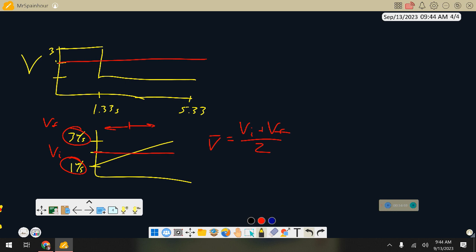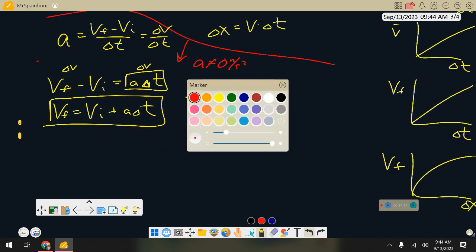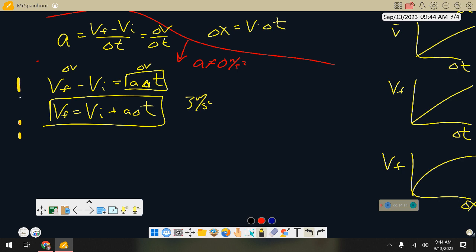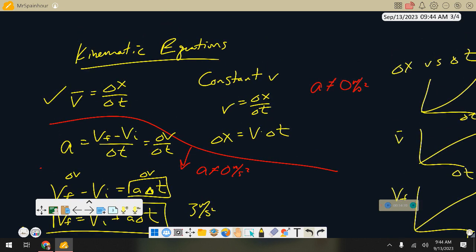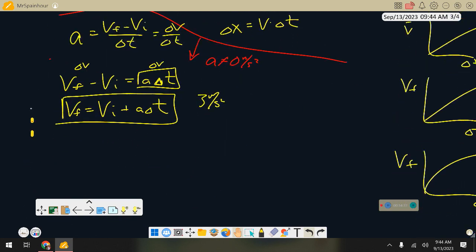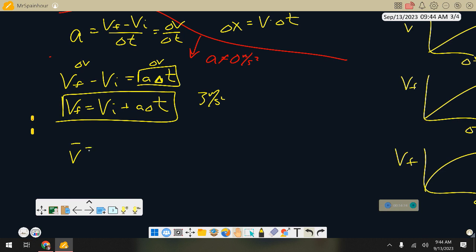So coming back here, I should be able to take this equation and say average velocity is equal to delta x over delta t, which it is, but is now also, in these conditions, equal to VI plus VF over 2.